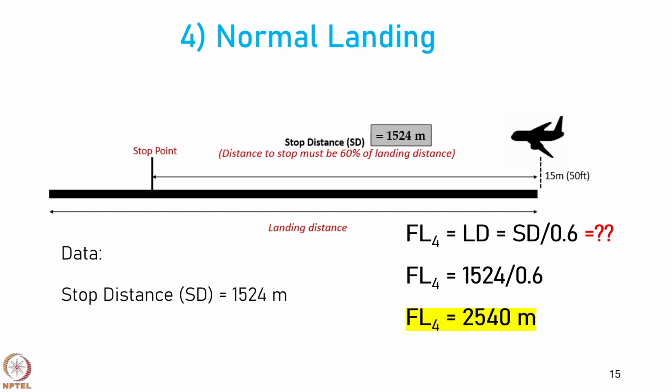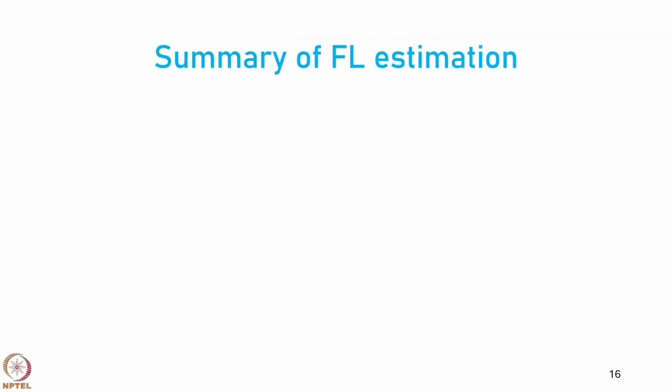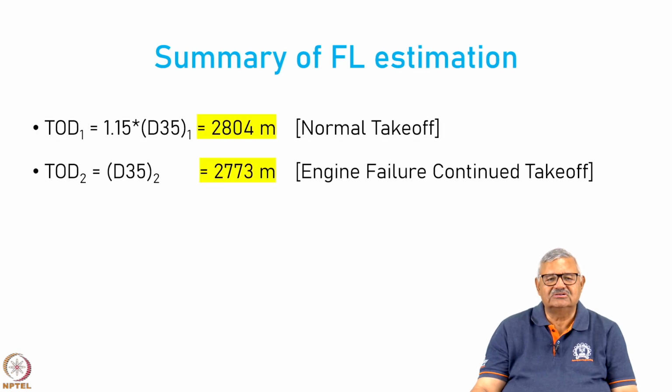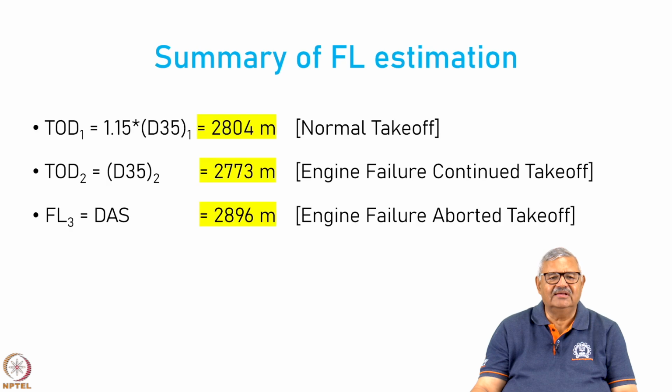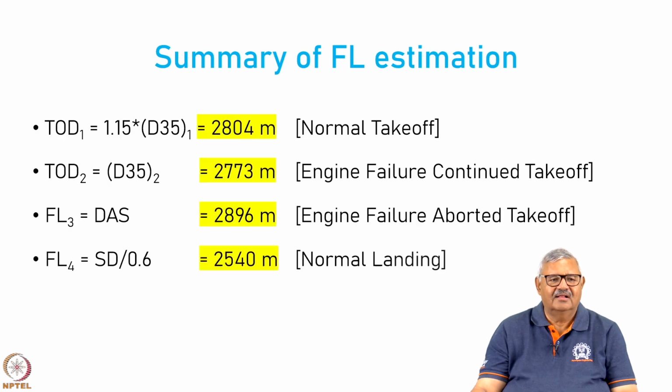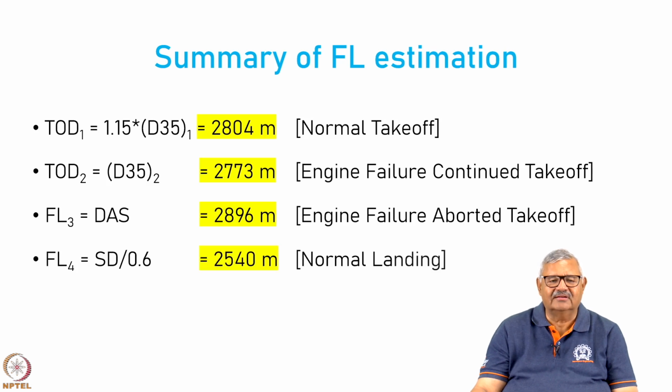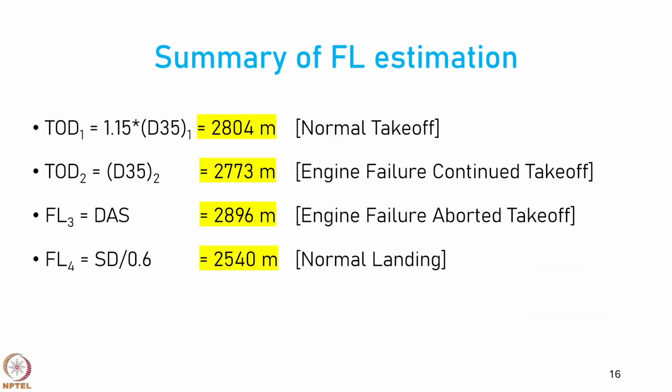So, this way we have calculated all the 4 values of the takeoff distance or field length from the 4 conditions, which I am going to summarize here. TOD1 was 2804 meters, TOD2 was 2773 meters, FL3 was 2896 meters, FL4 was 2540 meters, and now the maximum value of all these 4 parameters has to be considered as the field length.